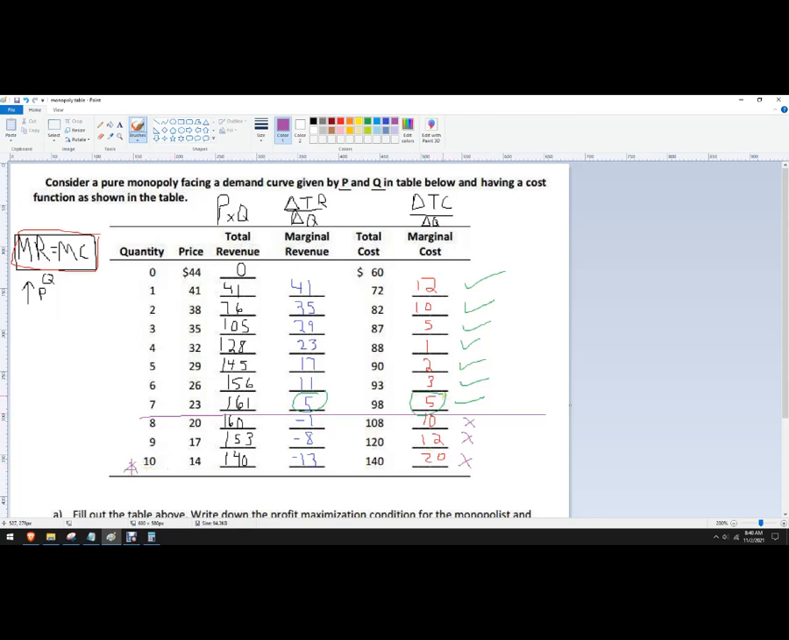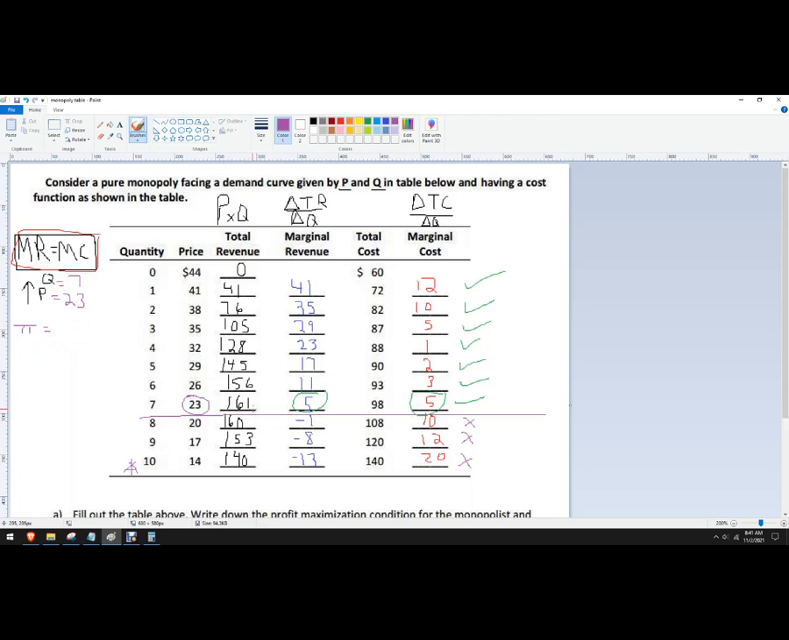Last step is I want to know what price to charge. So the quantity is going to be 7. What's the most consumers are willing to pay for those 7 units? And it's 23, because that's their spot on the demand curve.